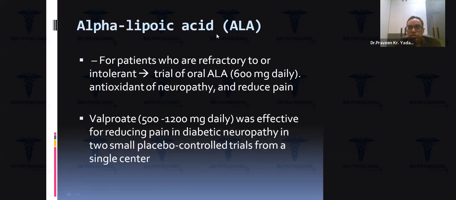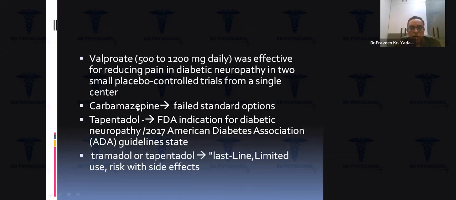Alpha lipoic acid is present in most of the combination medications, and it may reduce the neuropathic pain at 600 mg. Valproate can be used especially in refractory patients. Carbamazepine can be used if the standard treatment has failed.